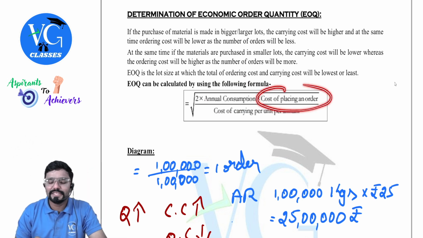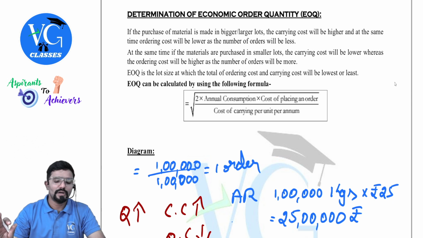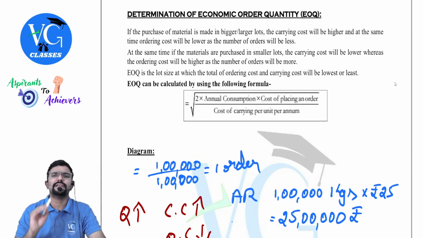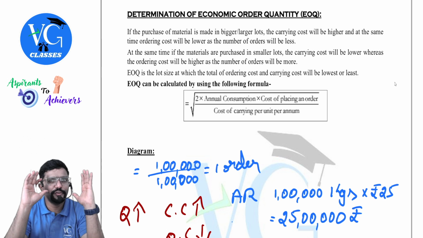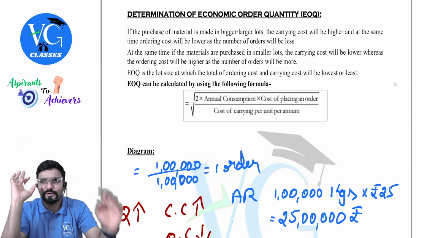Into cost of placing an order. In simple, ordering cost per order. Divided by cost of carrying per unit per annum. In simple, carrying cost per unit per annum. Now listen, few things. Because in the exam, everything may not be given directly. You have to calculate few things.